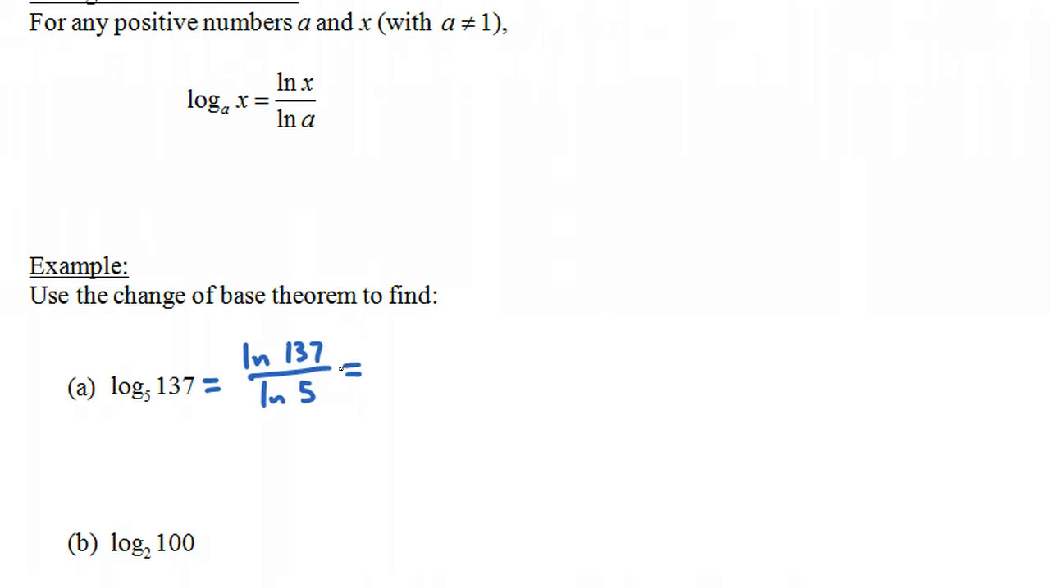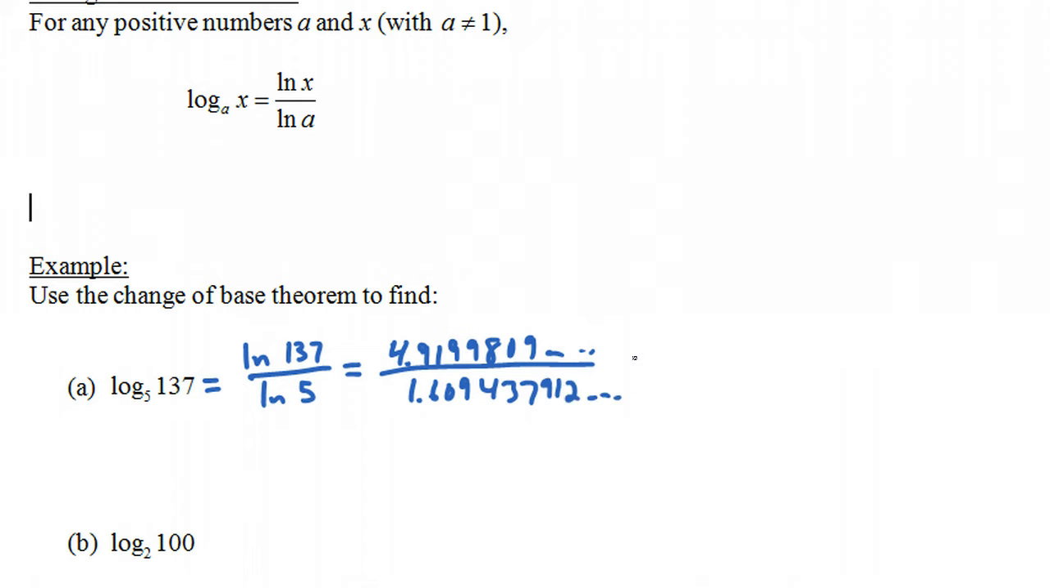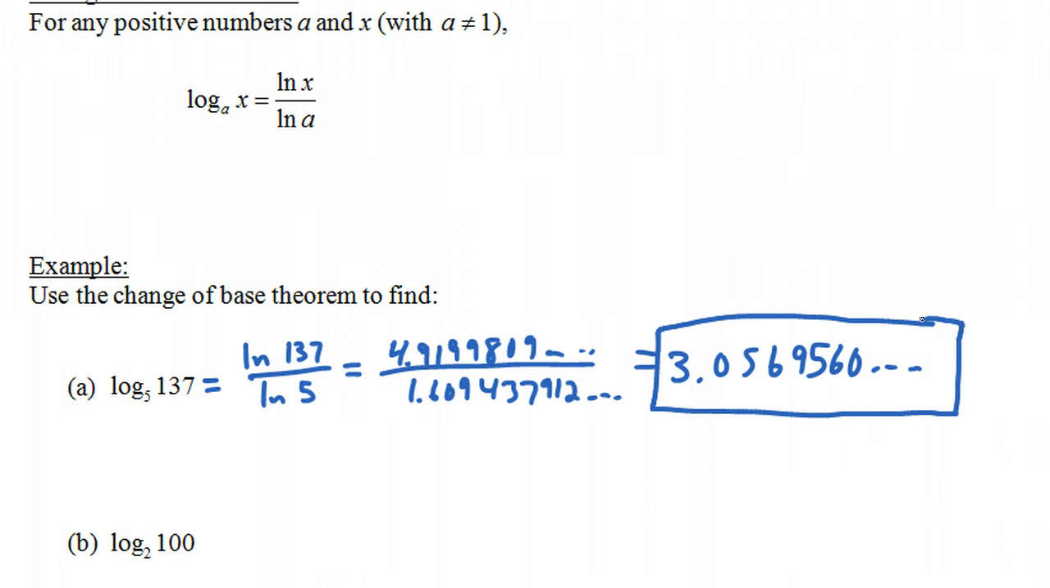And if we plug this into our calculator, natural log of 137 is 4.9199809, etc. And if we plug in natural log of 5, we get 1.609437912. Again, some crazy decimal. But then when you divide these out, what you get is 3.056956, etc. And this is the answer. 5 to that power would equal 137.